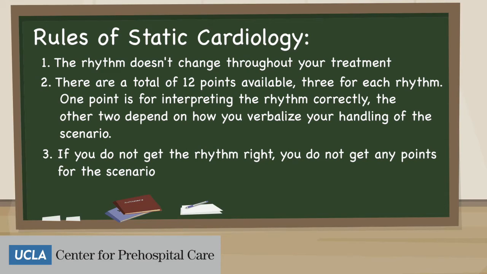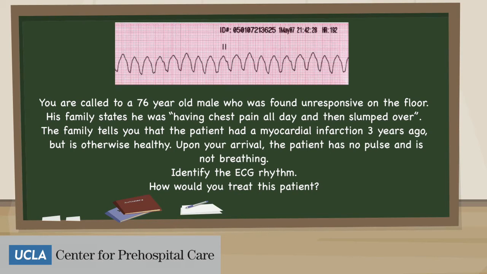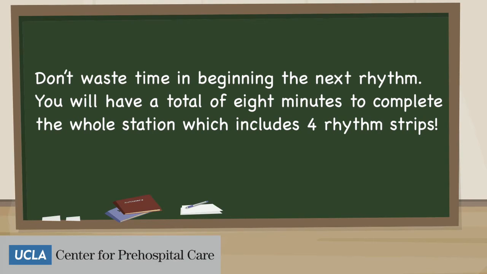If you do not get the rhythm right, you do not get any of the points for the scenario. You will be presented with a rhythm and a brief description of the patient. Read the description, then identify the rhythm before continuing to your treatment plan algorithm. Don't waste time in beginning the next rhythm. You will have a total of 8 minutes to complete the whole station, which includes 4 rhythm strips.